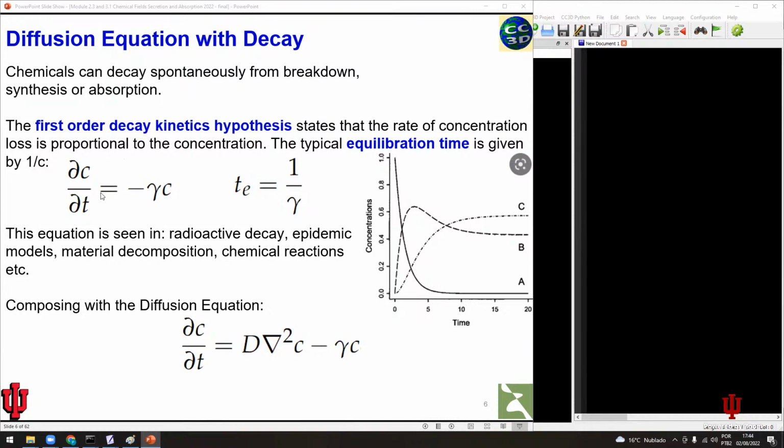And if you compose the two equations, so you have the diffusion equation and the decay, you just need to sum both. You just need to sum both terms, okay? Because both the Laplacian and the decay are proportional to the time derivative. So you just need to add them in the same equation.